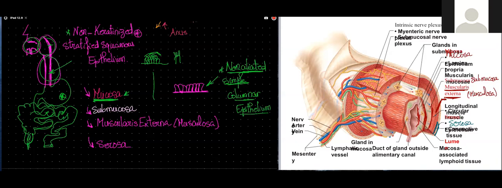Questions? Make sense? All right, so again, what is the type of epithelial linings that I have in here? Oral cavity, pharynx, esophagus, non-keratinized stratified squamous epithelium. Rest of the gastrointestinal tract is going to be non-ciliated simple columnar epithelium.